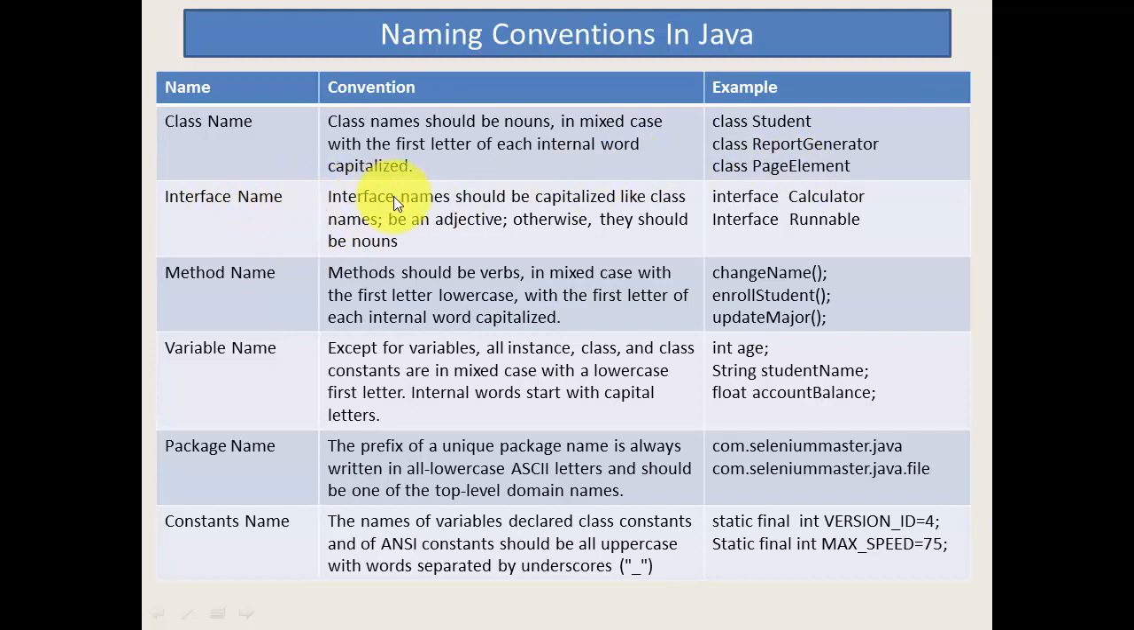Interface name. Interface names should be capitalized like class. Interface name can be an adjective, otherwise they should be nouns. Let's say interface calculator, interface runnable. In most cases, engineers use I to represent interface. So when an interface is defined, they can use I and the interface name. For example, I calculator, I runnable.